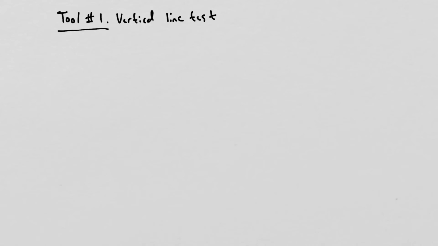So let me go ahead and summarize what the vertical line test says, and then we'll go ahead and write it down. What the vertical line test states is that if there exists a vertical line that intersects the graph of a relation more than once, then the graph does not represent a function.